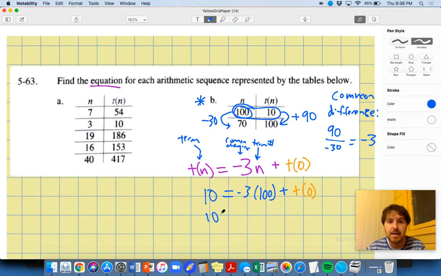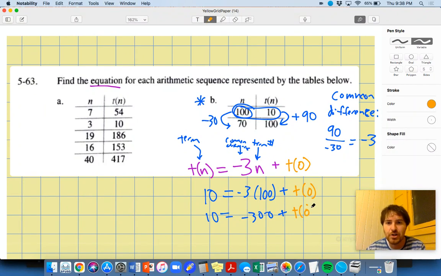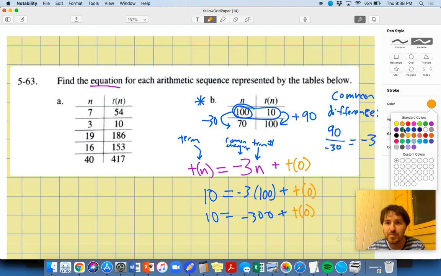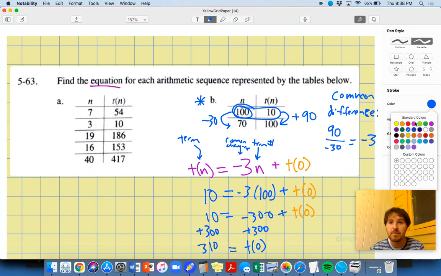So I have 10 equals -300 plus t of 0. I'm going to change colors because that t kind of looks like a plus sign, but no, it means function notation for the term zero's output. Now I'm going to add 300 to both sides to isolate what I'm looking for, which you asked me about, which was what t of 0 is. And I get 310 for t of 0. So there is my starting value, or my hypothetical y-intercept.